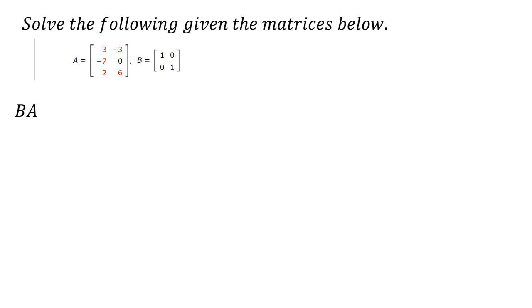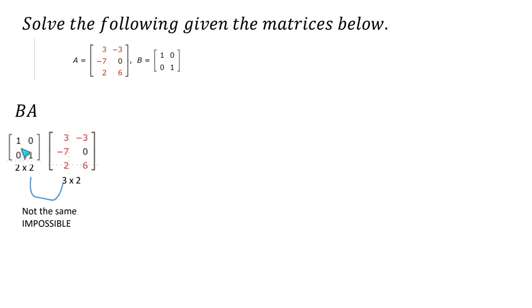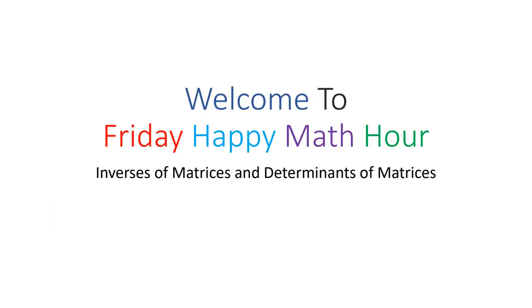Okay, let's try this one. So I have my B and my A. B is 2 by 2. A is 3 by 2. Notice that the inside numbers are not the same. So the answer is that it's impossible. So we cannot multiply. Okay, so that was multiplication of matrices.